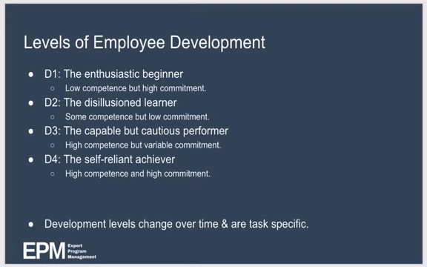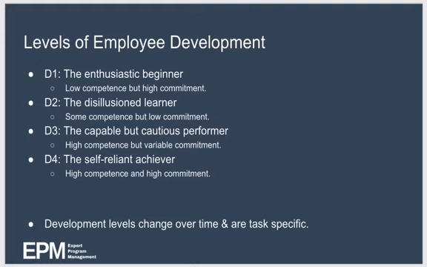Next, we have D2, the disillusioned learner. And here your subordinate has some competence, but low commitment. They have the skills they need, but for some reason, they are unwilling or lack the confidence to perform the task. And maybe the task or the situation is new to them.